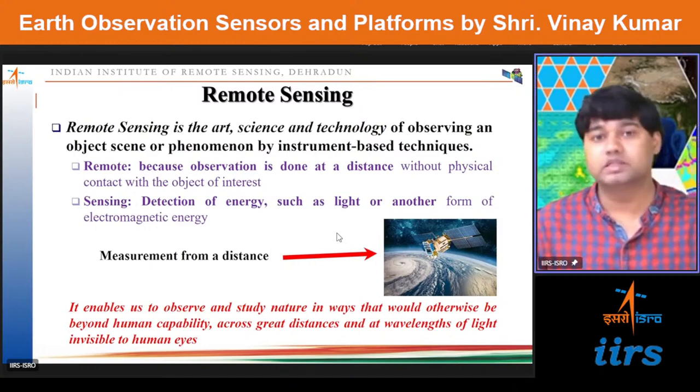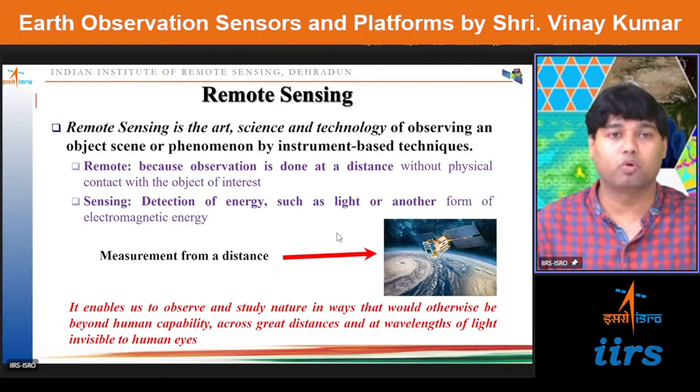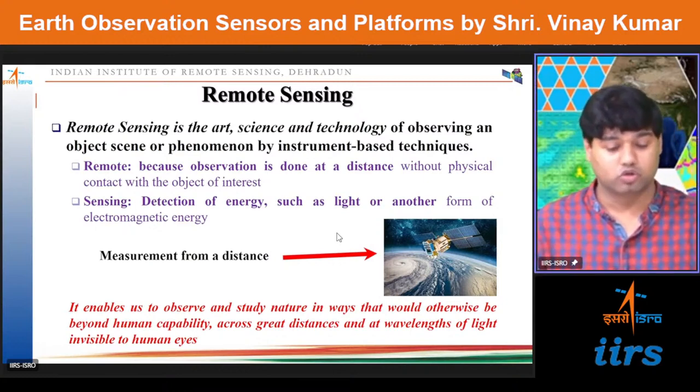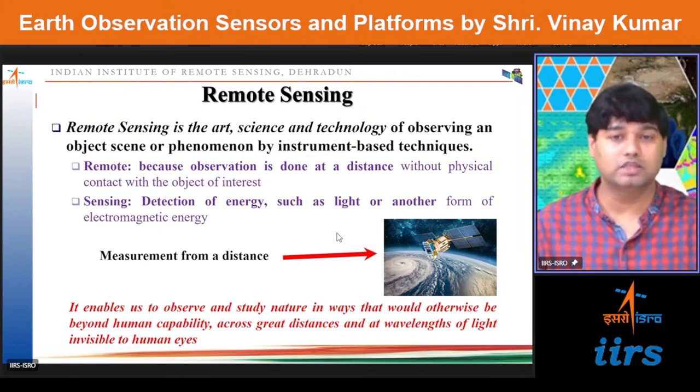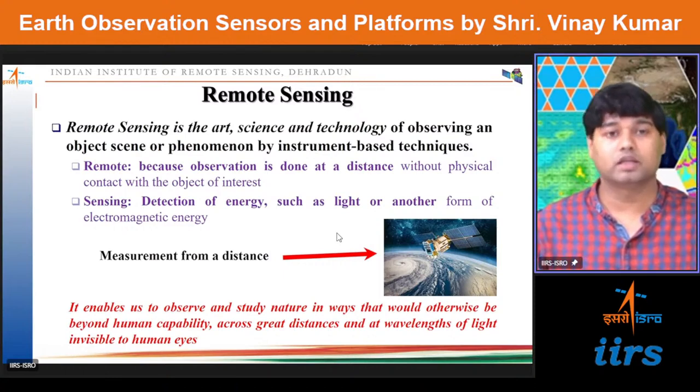Remote sensing sensors, which are used on airborne, spaceborne, or even ground-based platforms, normally use other wavelength ranges also, other than the visible. So we can say that remote sensing enables us to observe and study nature in ways that would otherwise be beyond human capability, because it will work in the infrared region also. It can work in the microwave wavelength region also, and it can take measurements from a far distance.